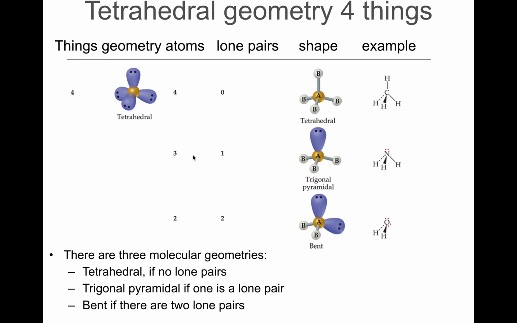Okay, easy. If you have a tetrahedral geometry, but you have three atoms around it and one lone pair, the geometry is still tetrahedral, but the shape is going to be trigonal pyramidal. And then if you have two atoms and two lone pairs, you're going to have a shape that is called bent. Okay, so make sure you're jotting this one down, write those examples, add them into your notes.